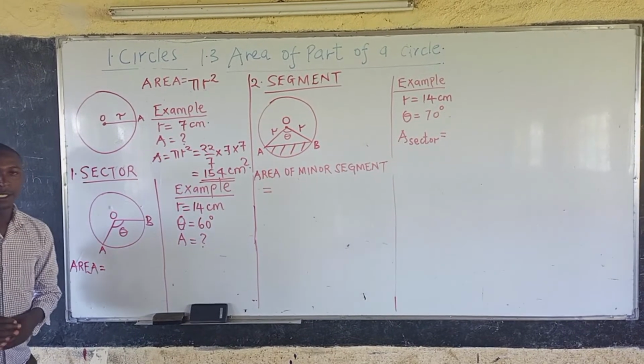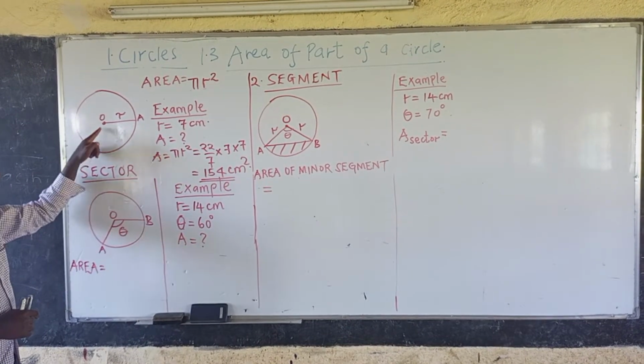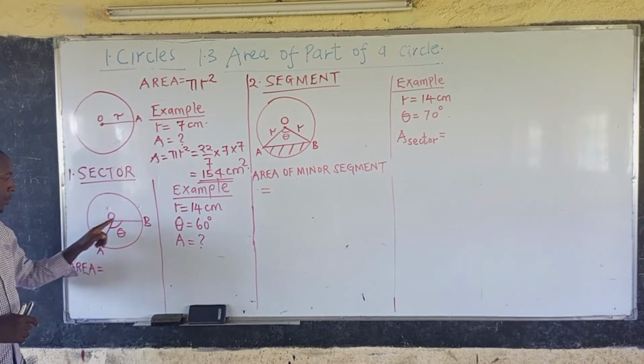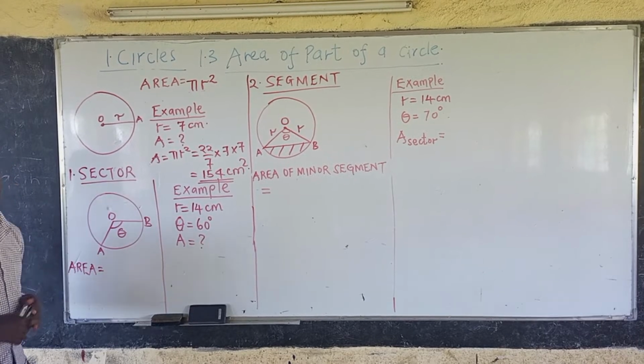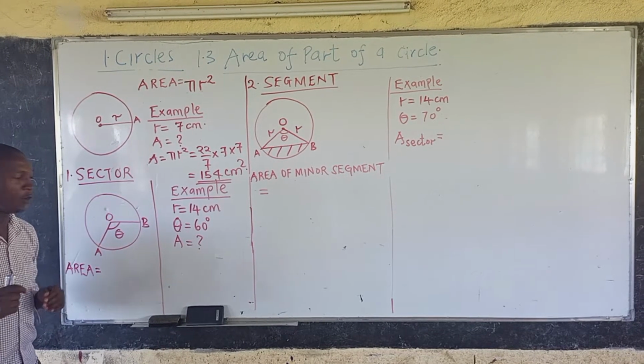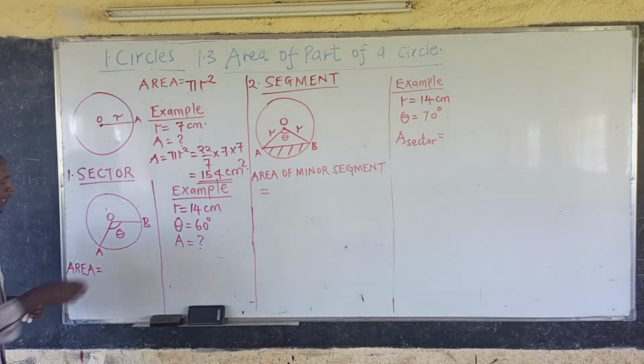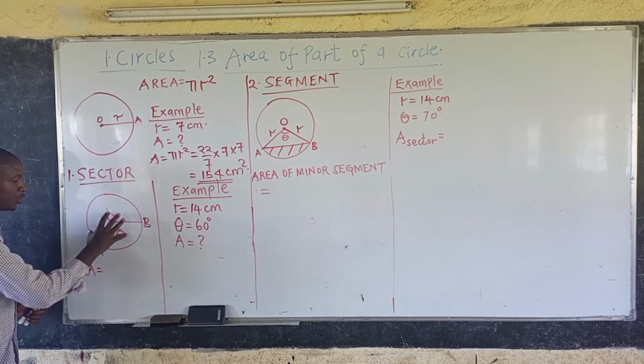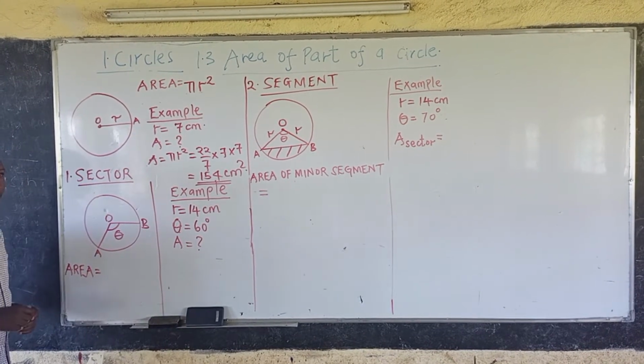Now, apart from that, if we have two radii meeting at a point, they form sectors. So how can we find the area of a sector? The area of a sector is going to be a fraction of the whole circle.